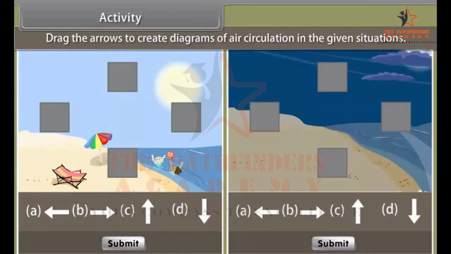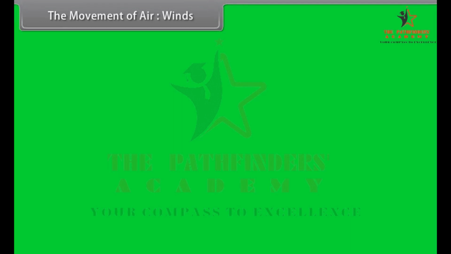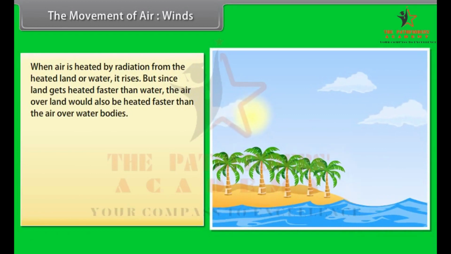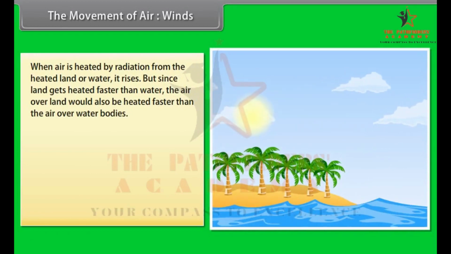Activity. Take a look at what you have learned. The movement of air, winds. When air is heated by radiation from the heated land or water, it rises.